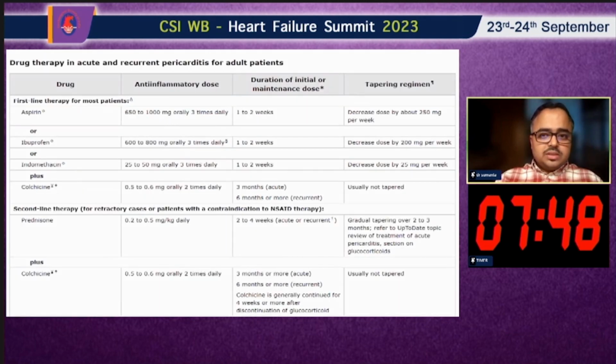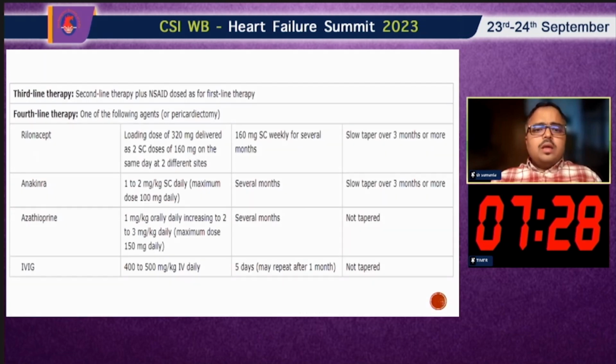So here, these are the drugs we know: aspirin, ibuprofen, indomethacin, colchicine. These are the dosing schedule, and this is the tapering schedule, how you can taper off these molecules. Prednisolone, steroid dose, the usual colchicine dose is different. That is 0.6 milligram orally 2 times a day. Usual duration is around 3 to 6 months. These are the rilonacept and anakinra.